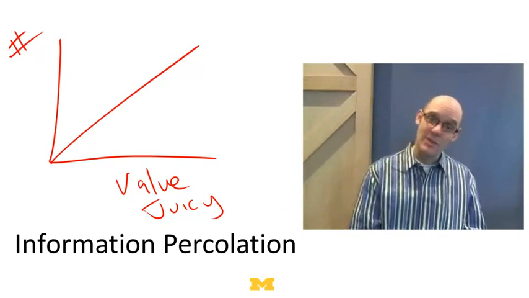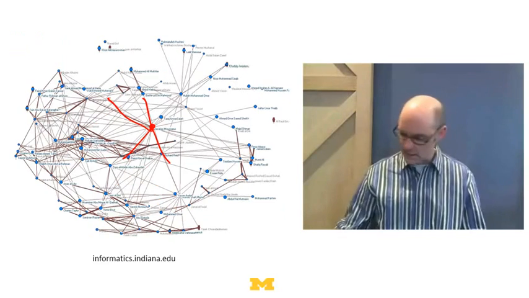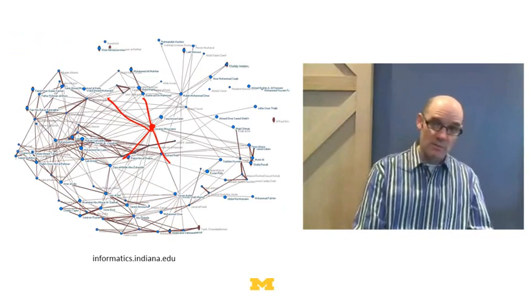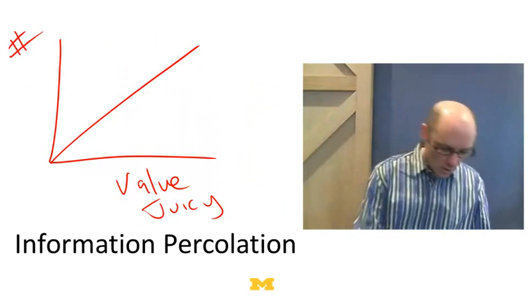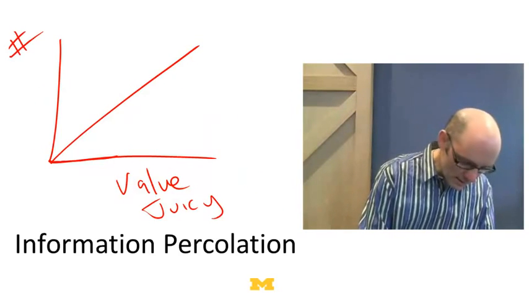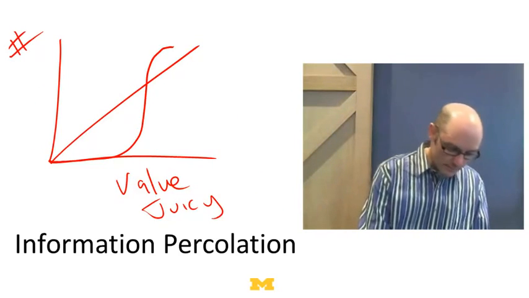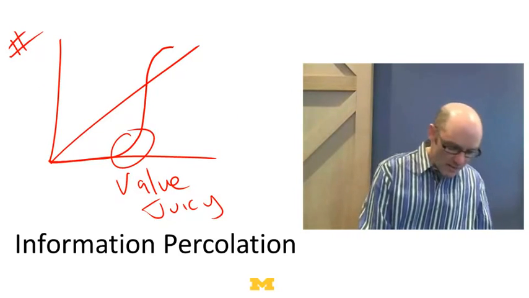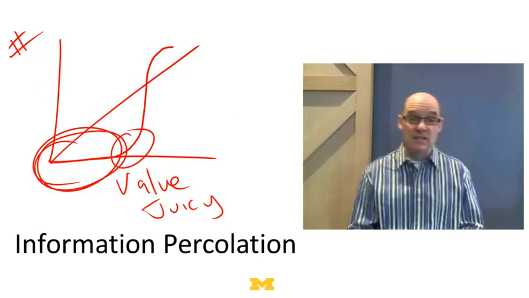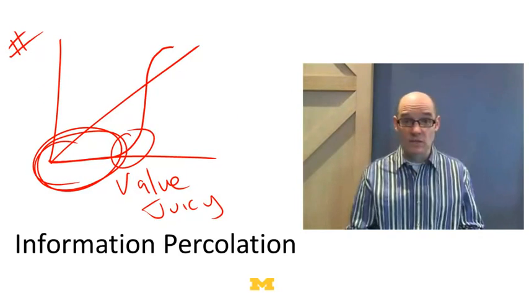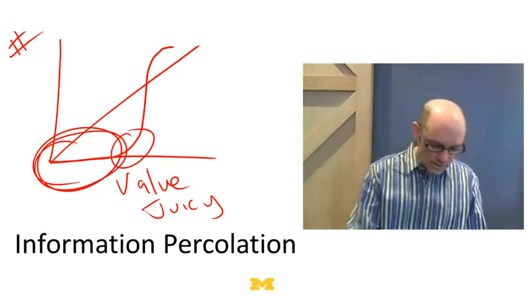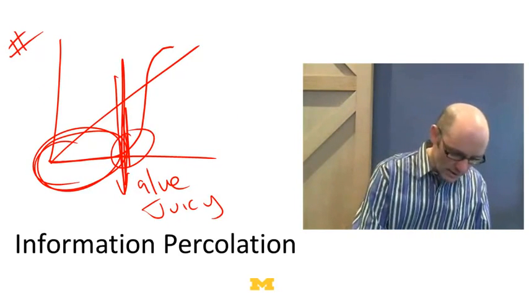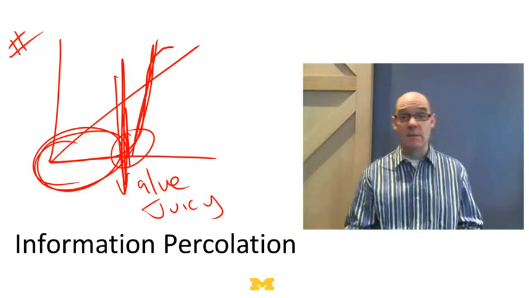But if you actually construct a network model that looks something like this, and assume that there's some probability of people telling people across links, what you're likely to get is something that has a bit of a tip. Nothing happens if it's not very juicy or the value of the information is pretty low. It doesn't spread.